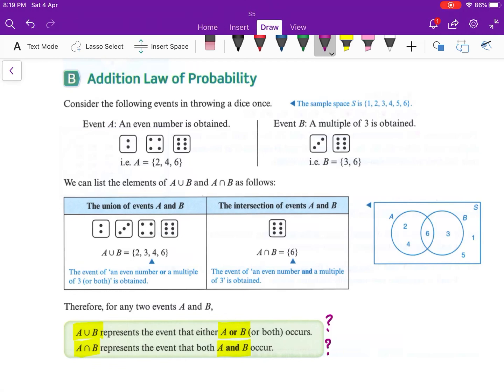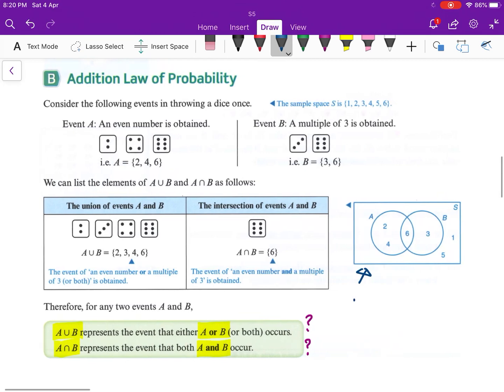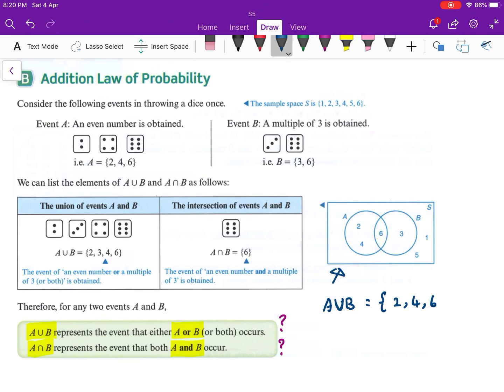Now let's use this example to find A or B and A and B. First of all, A or B. Or means either, we can accept all of them, okay? So the A or B elements will include 2, 4, 6, because 2, 4, 6 are from set A, right? Then 3, because 3 and 6 come from set B. So 6 is your overlap element. That means both A and B have the element 6, okay?